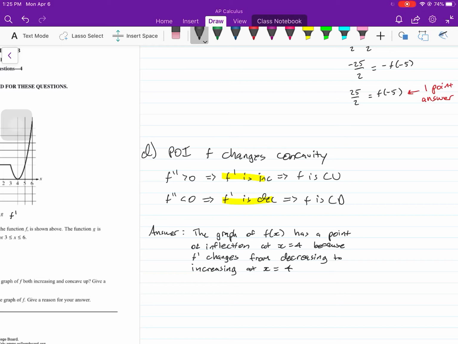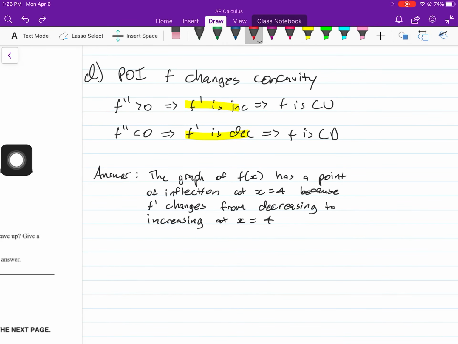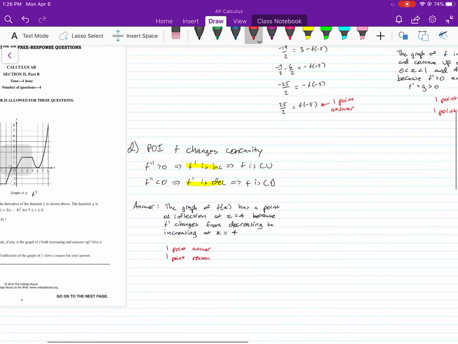So you could say that means that f double prime changes from negative to positive. That would be a good explanation, but it really isn't necessary, right? There's enough information right there. It's just saying that f prime, and you could say f prime of x, be a little more formal with that if you want to. So f prime of x is changing from decreasing to increasing is enough information. It's still answering it based upon this justification right here, which is the same thing as that. So this would be enough of an answer. And by the way, it's 1 point for the answer and 1 point for the reason. So you can see how the points are broken down in this.